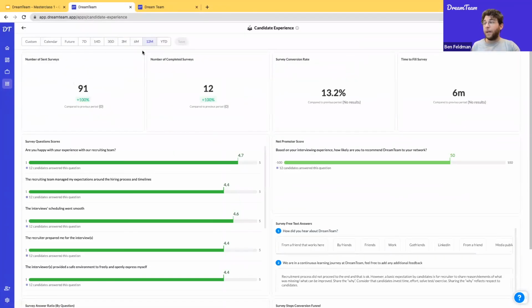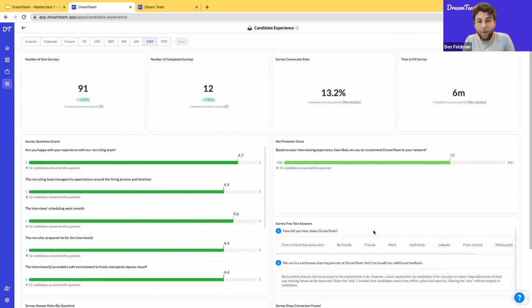Here we have candidate experience. This is a new feature that we are busy rolling out. It allows you to send a survey to a candidate after they have completed their hiring process, or were rejected, or withdrew for whatever reason, and it's completely customizable, right? So you can pick what questions you want to ask. Right now, you'll need to reach out to us and tell us what questions you want to put in, but you can pick anything that you want. So we have questions of 1 to 5, and we'll give you a general score. We have free text. We have an NPS score.